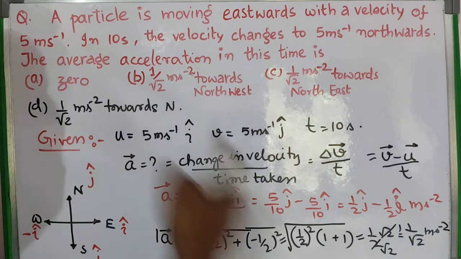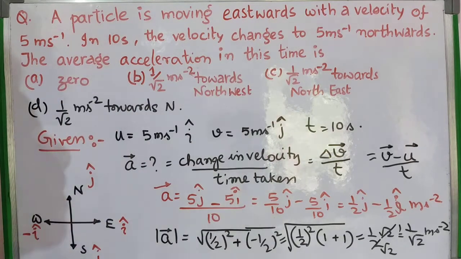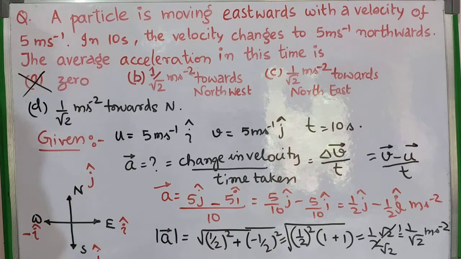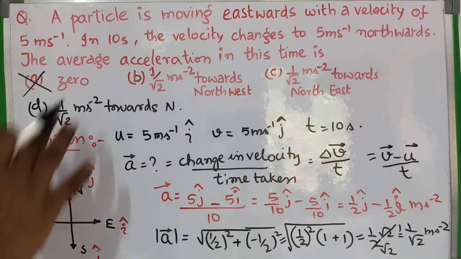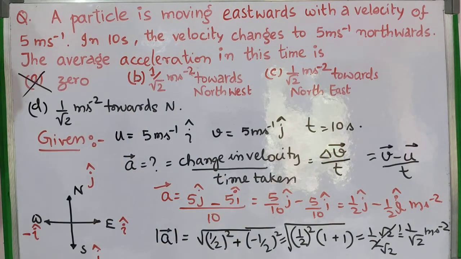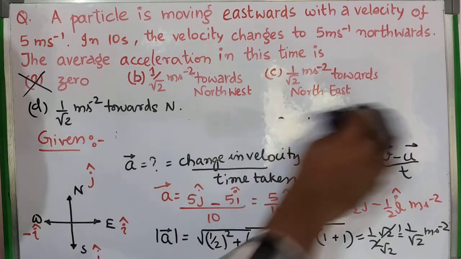Why am I writing 1 by root 2? Because of the options we have. So option A is wrong. It's not 0. Rather, it's 1 by root 2 meter per second square. Now we have to find out the direction. Which direction? Northwest, northeast, or north? So in order to find it, how are we going to find that? So acceleration value, what did we get?